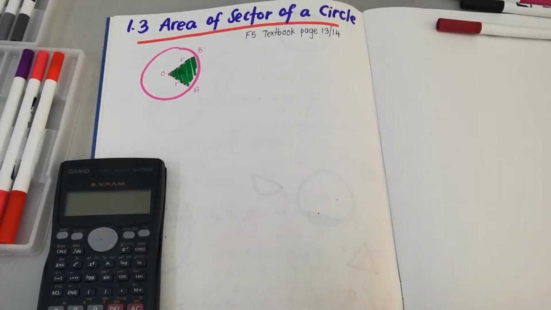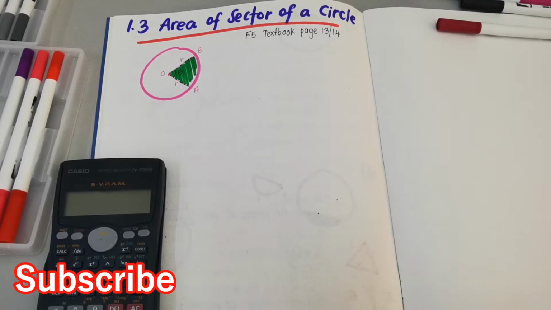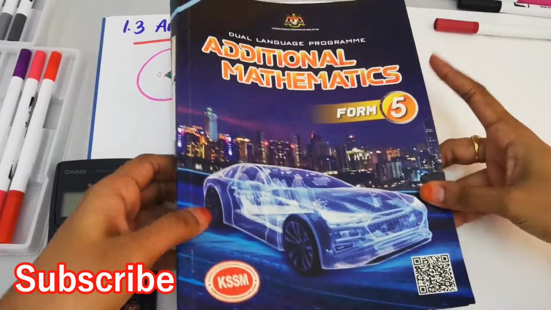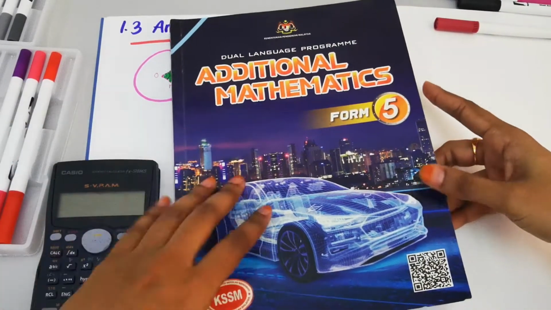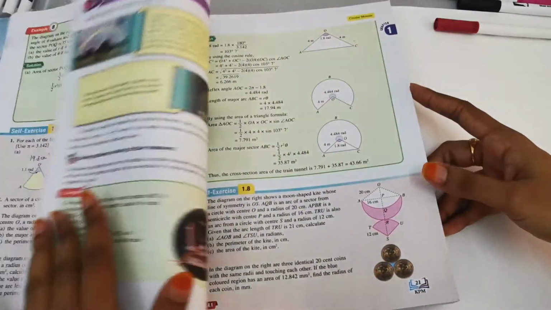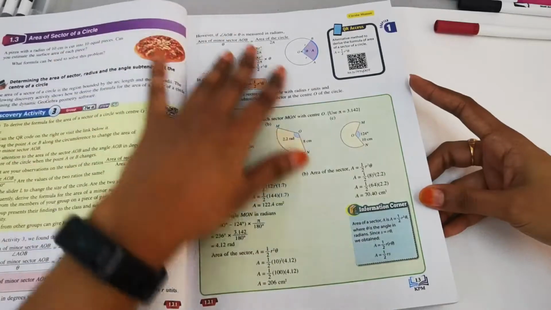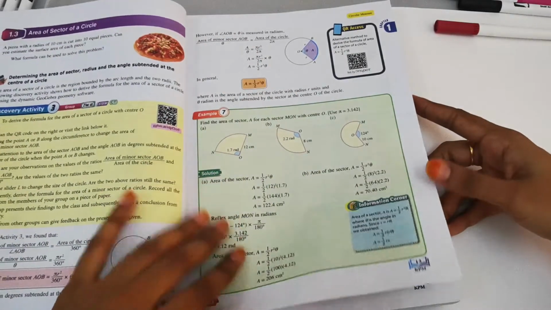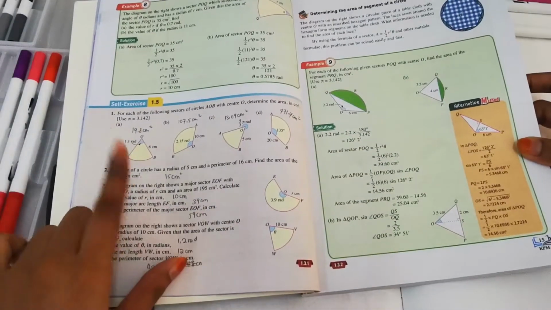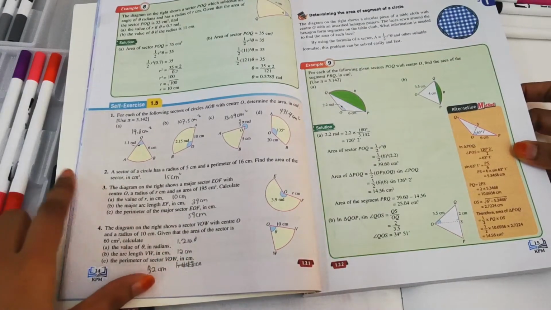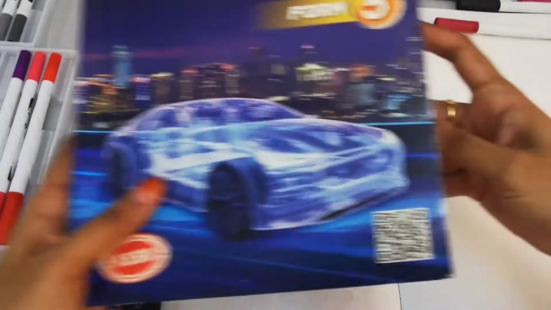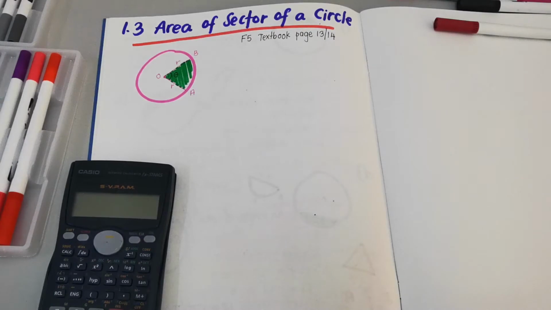Welcome to another episode. Today teacher is going to guide you on area of sector of a circle. We are still using your Form 5 textbook. This time it will be page 13. We will look at how to do area of sector of a circle, and we will be practicing self exercise 1.5. I'm going to guide you on that step by step. All right, let's get started.